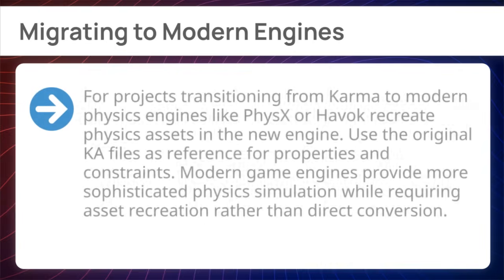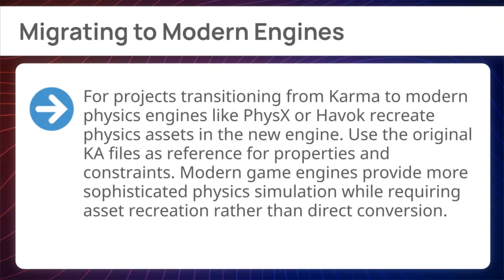Finally, migrating to modern engines. For projects transitioning from Karma to modern physics engines like PhysX or Havok, recreate physics assets in the new engine. Use the original KA files as reference for properties and constraints. Modern game engines provide more sophisticated physics simulation while requiring asset recreation rather than direct conversion.